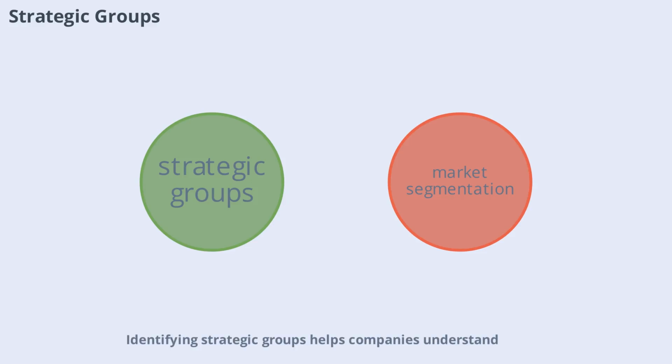Identifying strategic groups helps companies understand the competitive landscape and recognize direct competitors. It also reveals mobility barriers that prevent firms from easily switching groups. Analyzing strategic groups provides insights into market opportunities and threats.